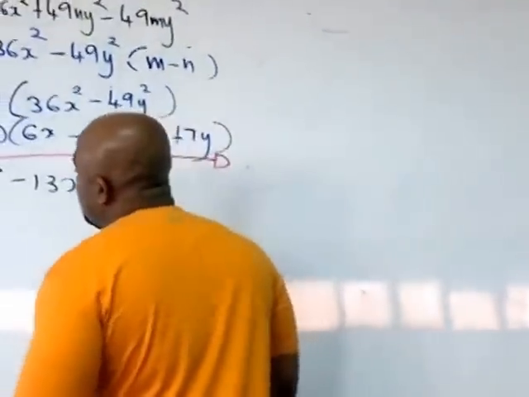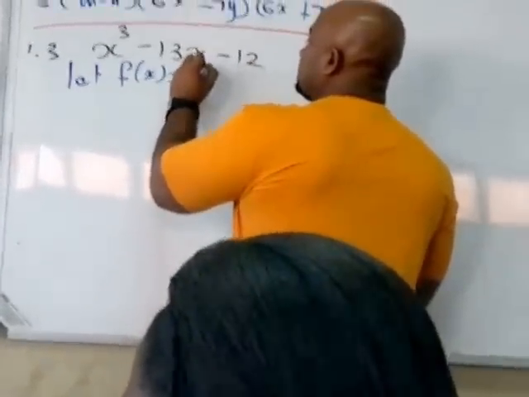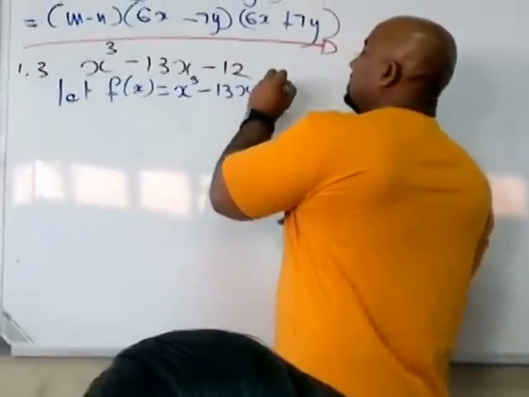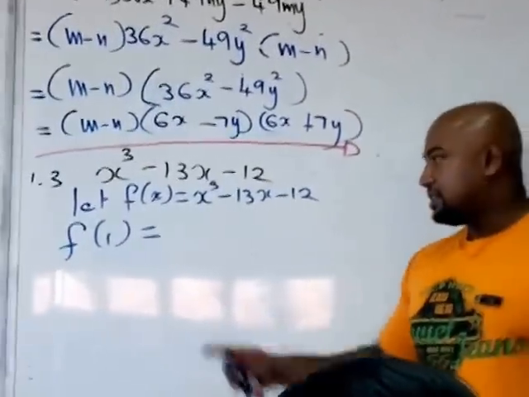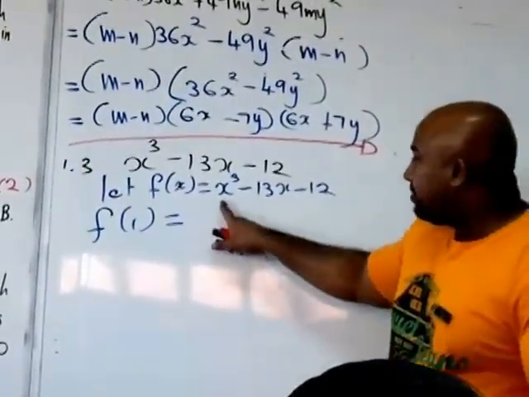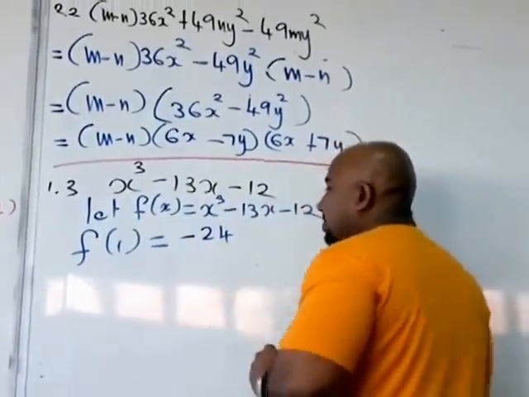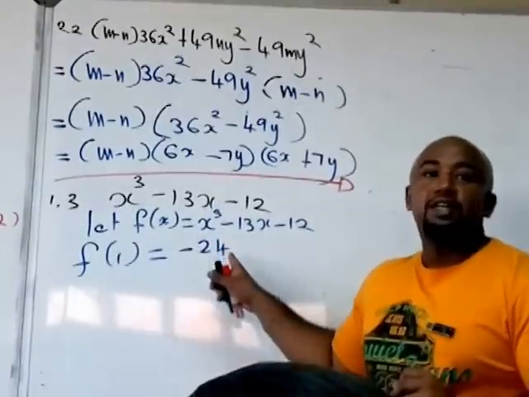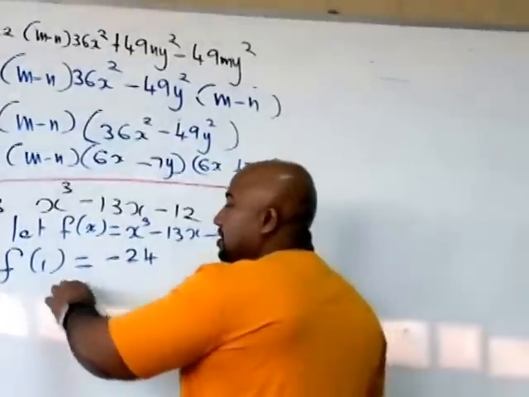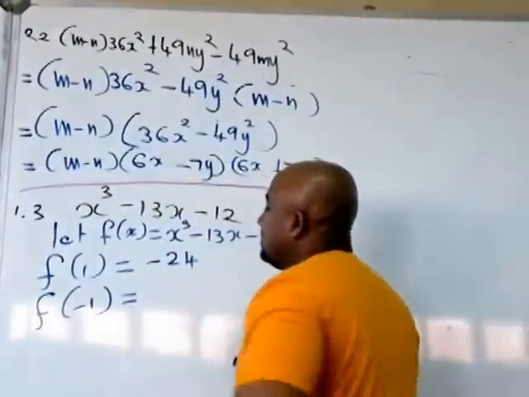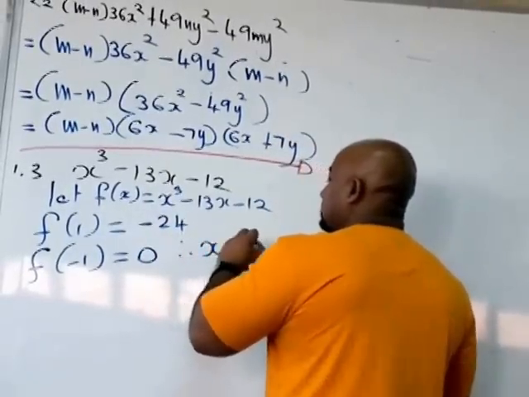Right, so what are you doing? What you can do is you can let f of x equal to x cubed minus 13x minus 12. We substitute 1. When you substitute 1, is it equal to 0? So that will be 1 minus 13, which is minus 12, minus 12, which is minus 24. We substituted 1, we get a remainder of minus 24. We must get a remainder of 0. So 1 does not work. And we try minus 1. Does minus 1 give you 0? Yes. So therefore, x plus 1 is a factor.